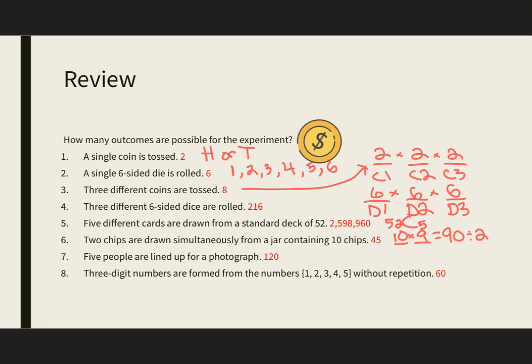Number 7, 5 people lined up for a photograph. What you just do is 5 times 4 times 3 times 2 times 1. And finally, 3 digits are formed from this list without repetition. What that's communicating is a permutation, and we have 3-digit numbers. So we have 3 slots. We have 5 to choose from for the first one, 4, then 3. Now 5 times 4 times 3 is 60.